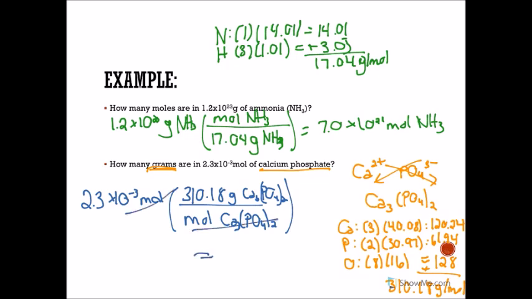Those moles cancel off, and if we work out that answer, 2.3 times 10 to the negative 3 times 310.18, we get 0.71 to 2 significant figures from the question. 0.71 grams of calcium phosphate.